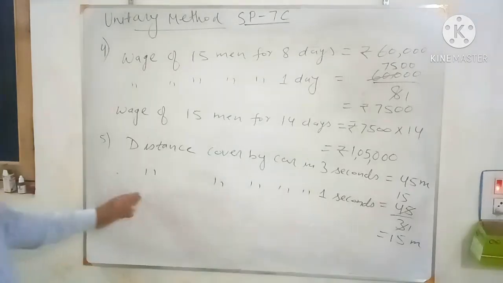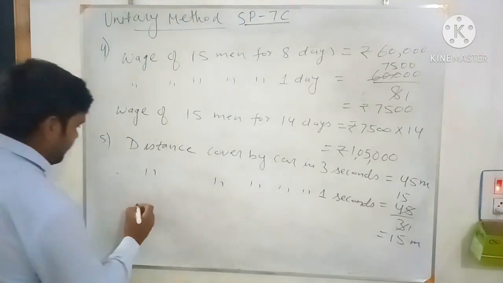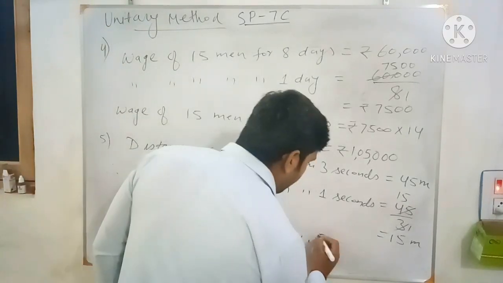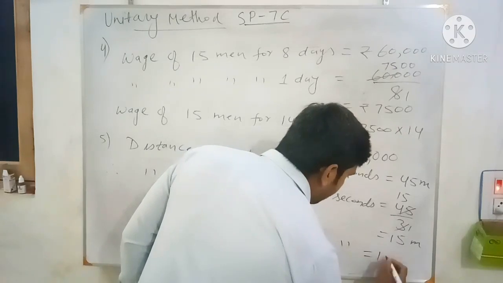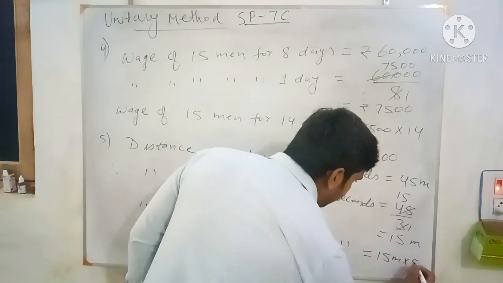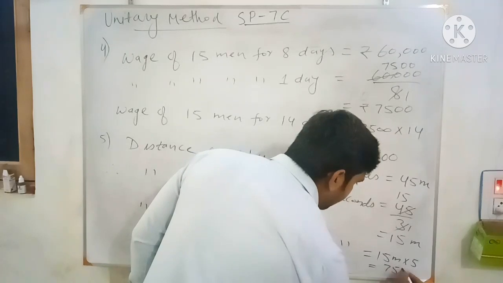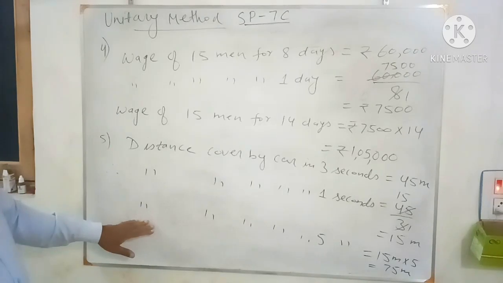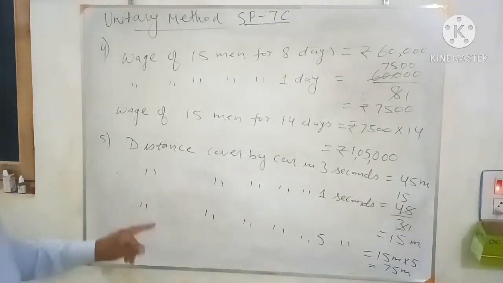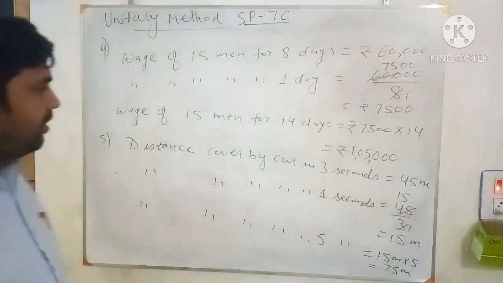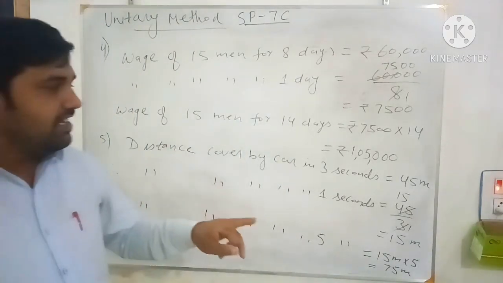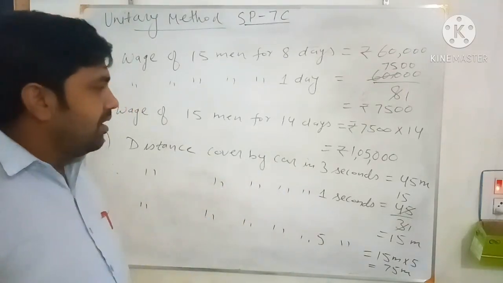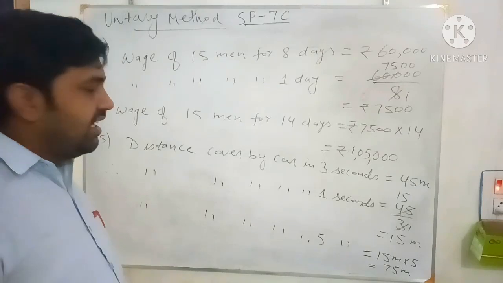Now the question asks for the distance covered by the car in 5 seconds. Therefore, distance covered by the car in 5 seconds equals 15 meters into 5. That is 75 meters. Similarly, you can find the time taken by the car to cover 45 meters is 3 seconds. Now time taken by the car to cover 1 meter is 3 by 45 seconds, that is 1 by 15 seconds.